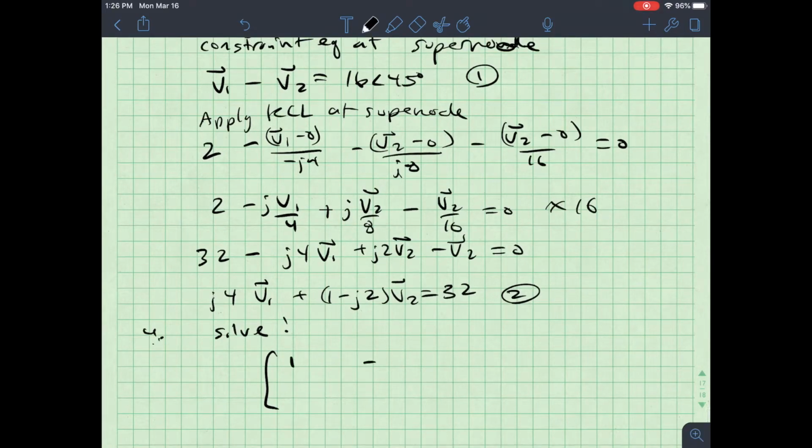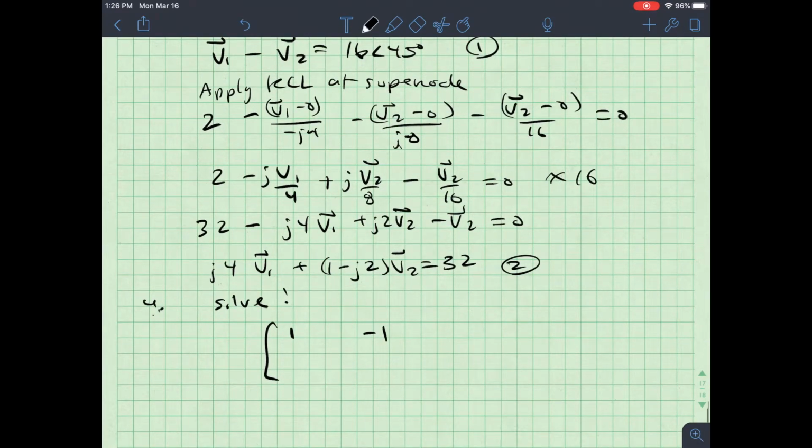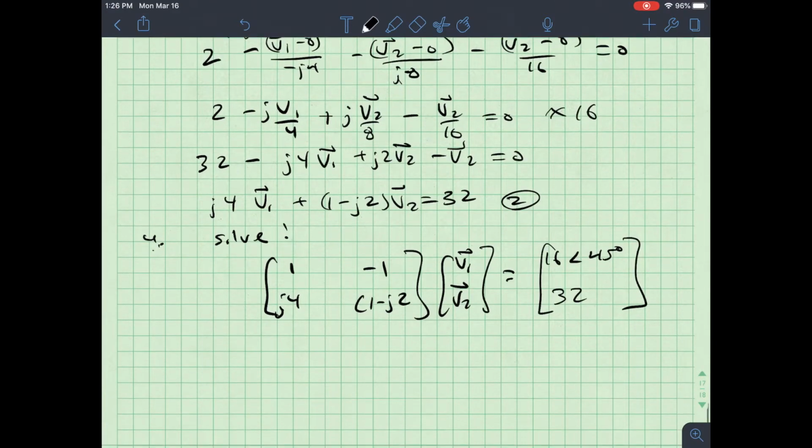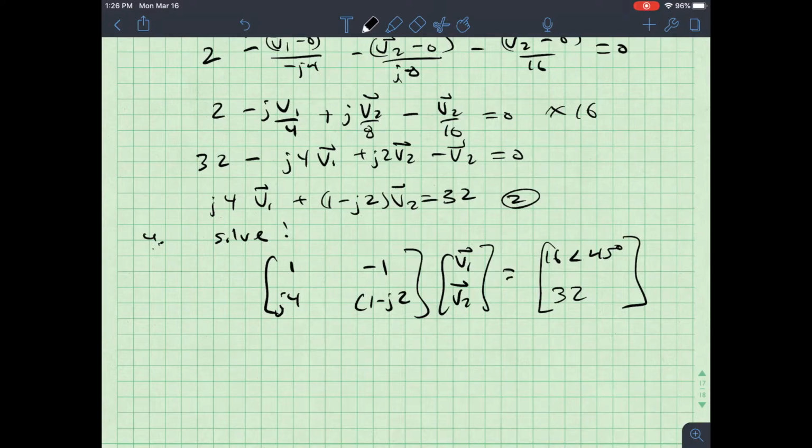I've got 1, minus 1, and then I've got j4 and 1 minus j2. This is [v1, v2] equal to [16 angle 45 degrees, and this is just 32]. And then I can plug this into Python or MATLAB and get my answer.